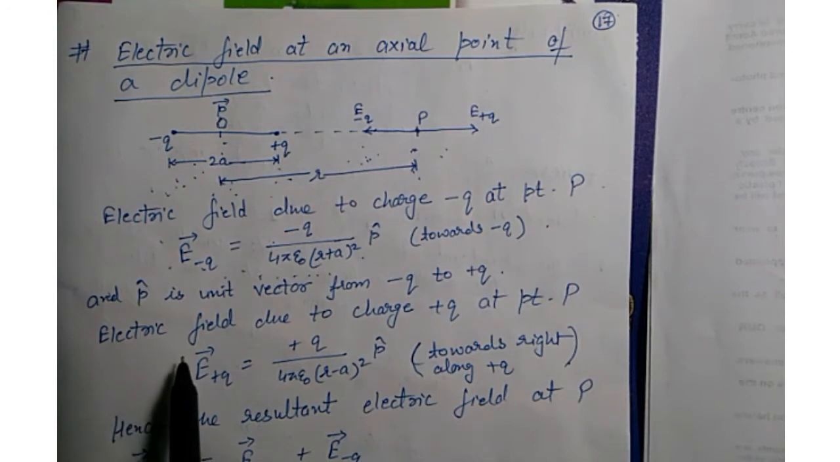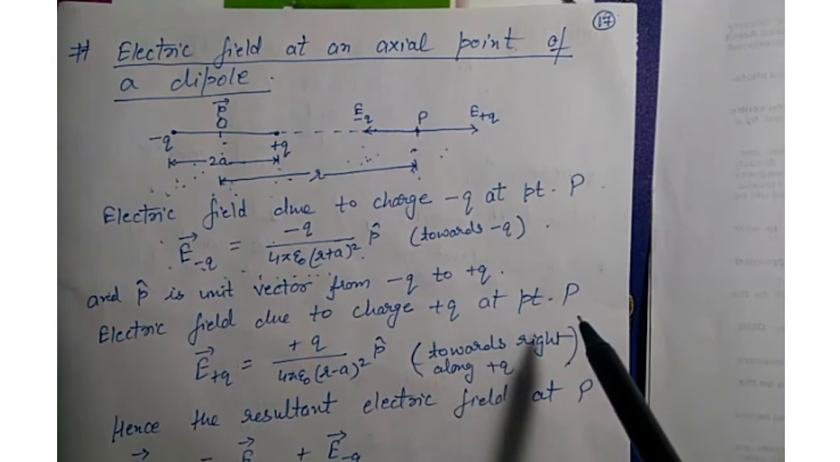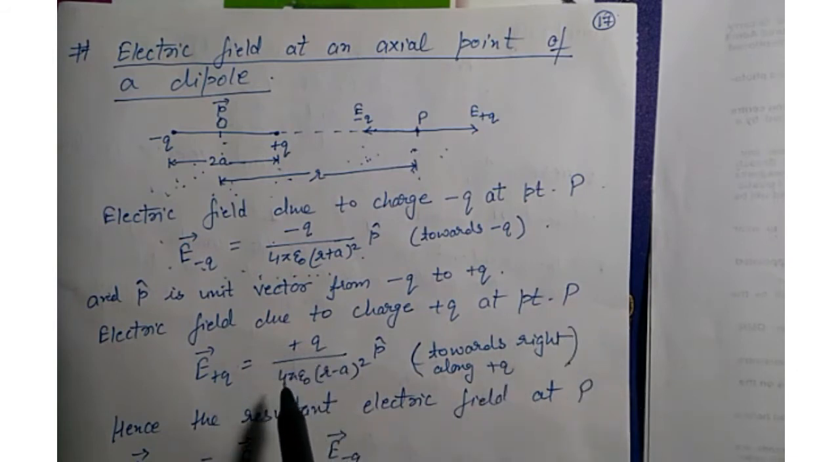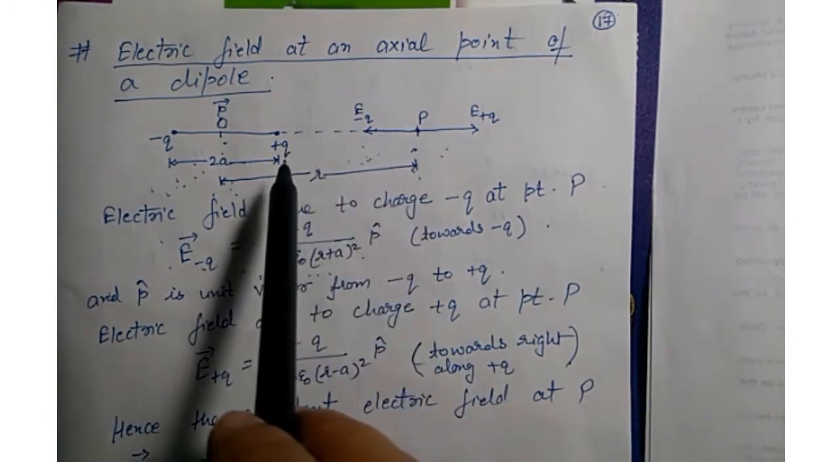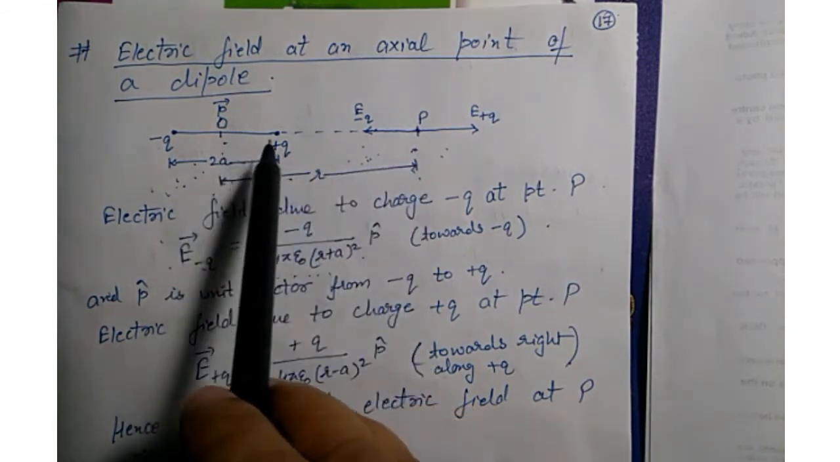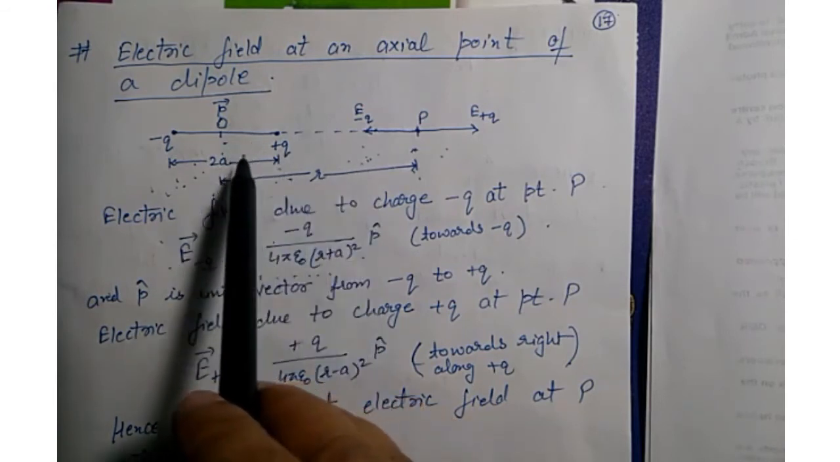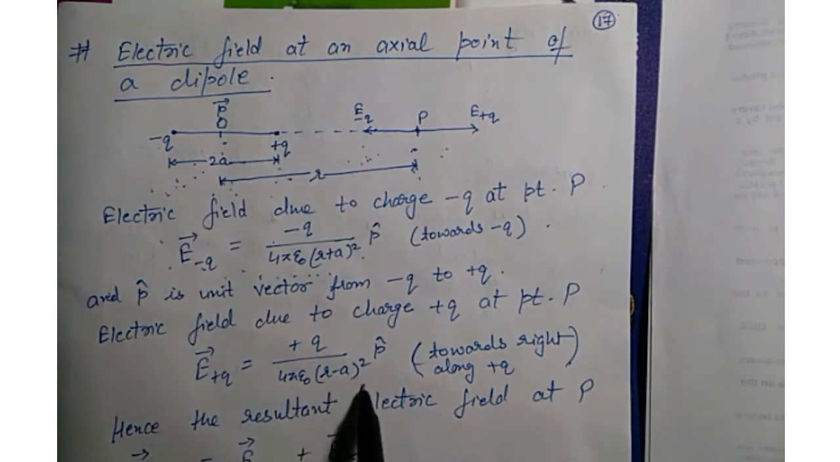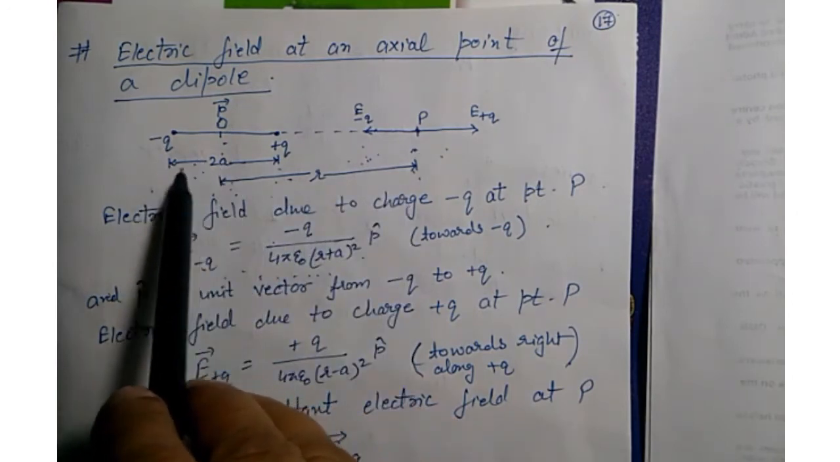Similarly, the electric field due to charge plus Q at point P is plus Q upon 4 pi epsilon naught (R minus A) whole square, P vector acting towards right side. Now here the separation of this charge plus Q from P is total distance R minus A. So this is R minus A. We are taking it as R minus A, but in the previous case, it was R plus A.